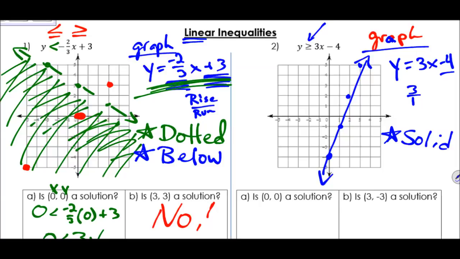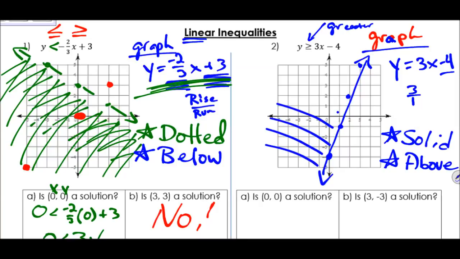And it's saying it's greater than or equal to. So it's all the numbers that are bigger than it, so I'm shading above the line. I'm shading on the top of that line. So all the solutions are above that line, and actually they're included on that line. These points are solutions because it's greater than or equal to, not just greater than.